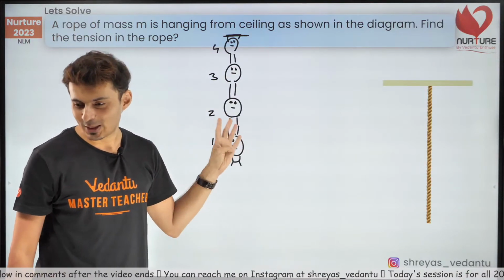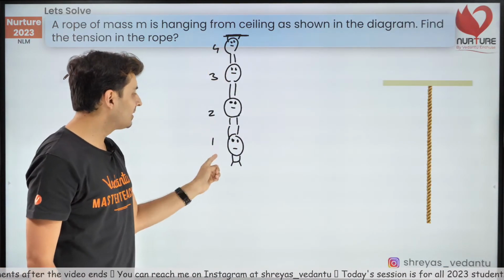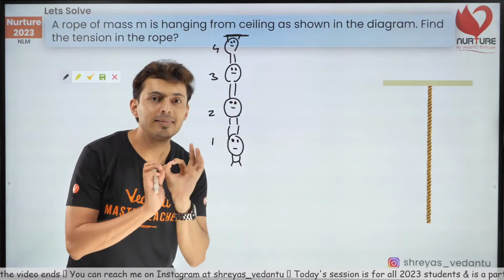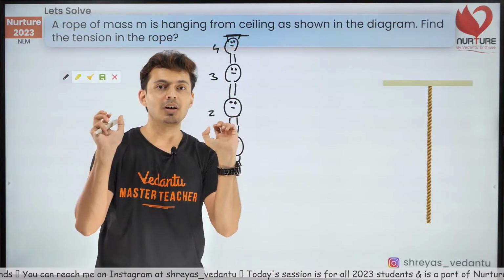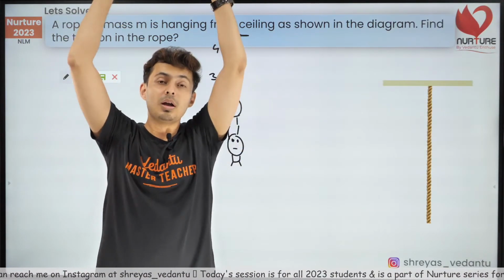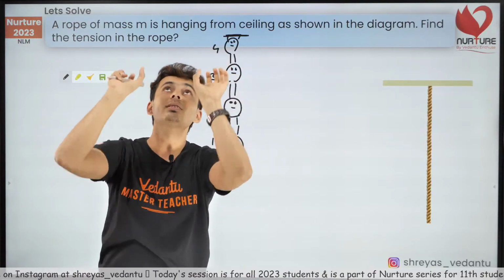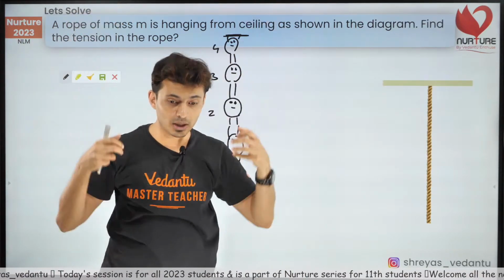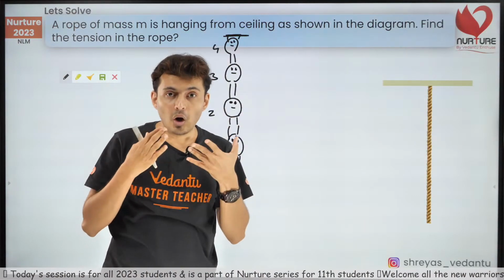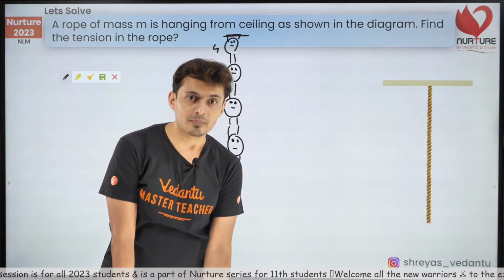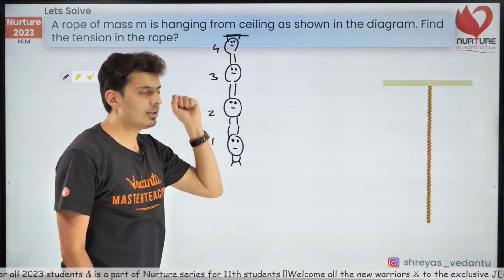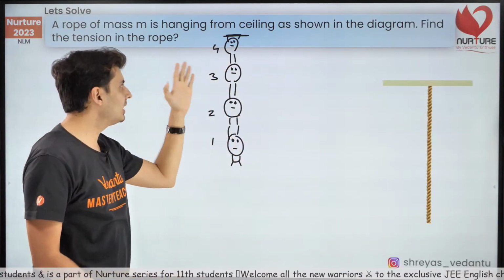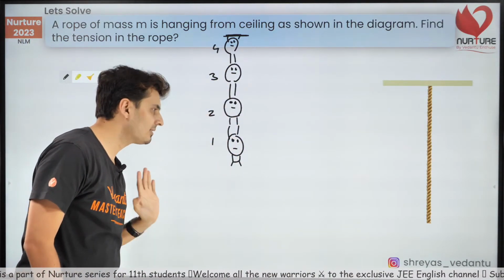Yes, Pandu 1 or Pandu 4. Pandu 1 will be feeling the least of it because Pandu 1 is holding Pandu 2. He's pulling Pandu 2 down. Pandu 2 is pulling Pandu 3 down. Pandu 3 is pulling Pandu 4 down. Pandu 4 has to bear all the weight of these 3 idiots down there. So Pandu 4 will face a lot of tension, Pandu 3 less, Pandu 2 even less, Pandu 1 the least.